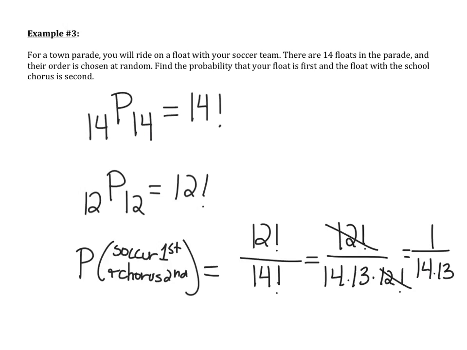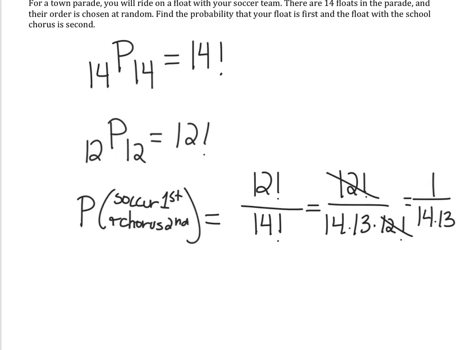So 14 times 13 is 182, so I would have 1 over 182, and I would change that to a percent by taking 1 over 182 in my calculator and then moving the decimal point 2 places to the right to get about 0.55%. So again, that means that out of the 14 floats in the parade, in order for your soccer team to go first and the chorus to go second, you would have a 0.55% chance that that would happen.